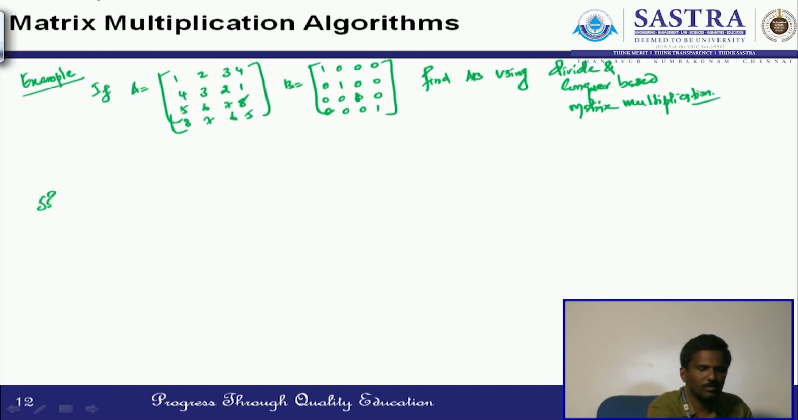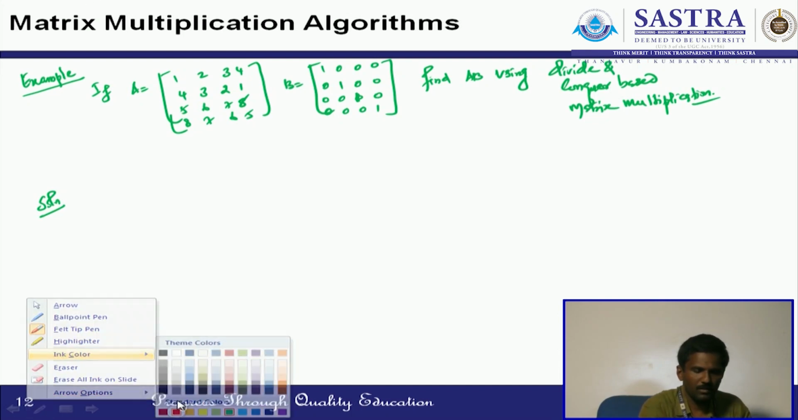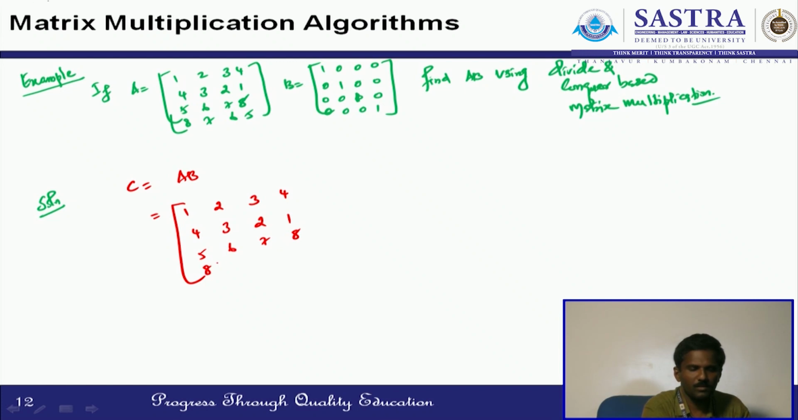Solution: first write C is equal to A into B. What is A? A is represented like this: 1, 2, 3, 4, 4, 3, 2, 1, 5, 6, 7, 8, 8, 7, 6, 5. A is of order 4 by 4.